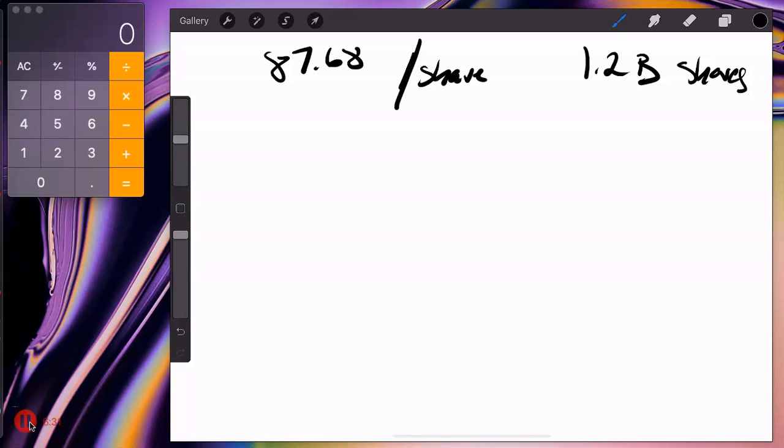What was the pre-split market cap for John Deere? So that's our question. The market cap before the split is determined by multiplying the number of outstanding shares by the market price at that time. So we said 1.2 billion.